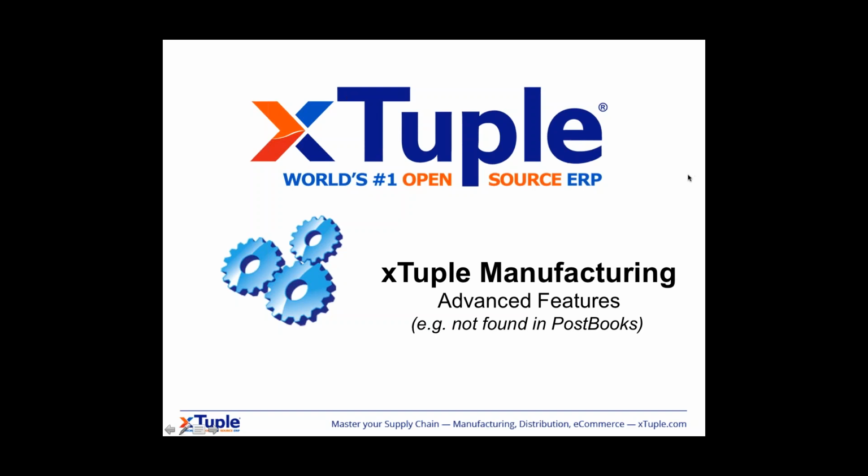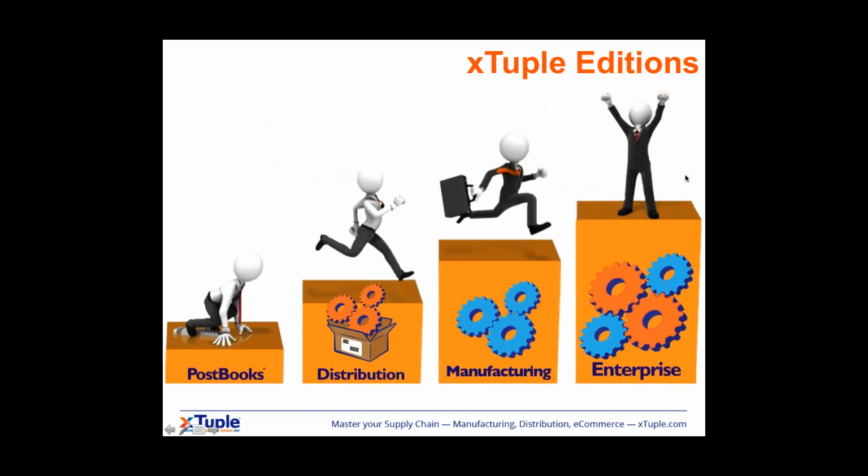Xtuple Manufacturing is one of the different, what we call editions. Xtuple has different editions. The Postbooks product is our entry-level product. It is the free and open source version, which you can download from many places on the internet. Then we have different versions that focus on more vertical specialties and add some advanced functionality to address those needs. We're not going to talk about distribution today.